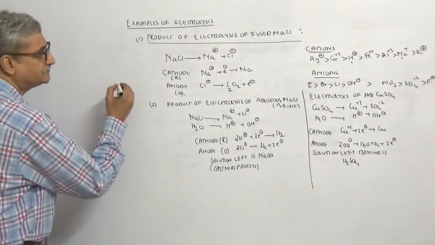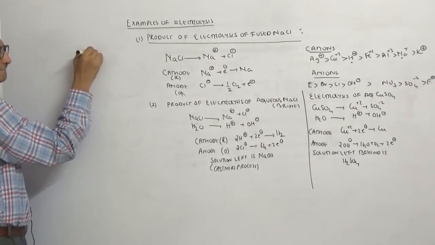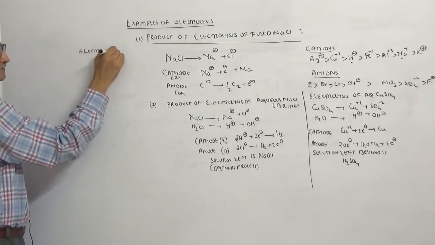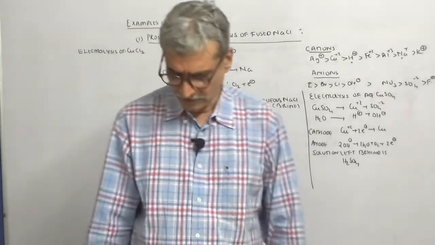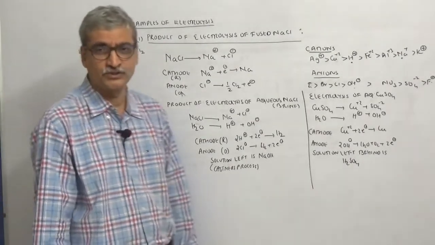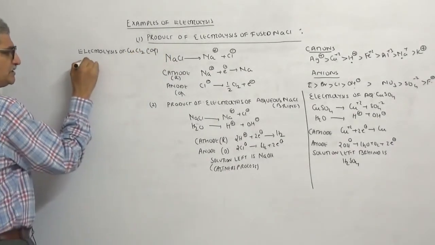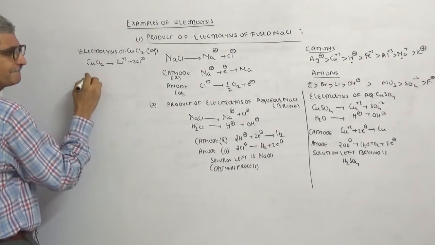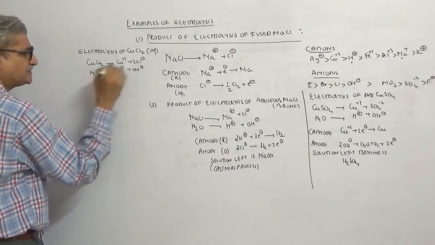Now let me come to the third. Now we have done copper sulfate. So let us do electrolysis of CuCl2, copper chloride, electrolysis of copper or cupric chloride. CuCl2: Cu plus 1 is cuprous and Cu plus 2 is cupric. So this is cupric chloride, aqueous. So what is going to happen? CuCl2 is going to form Cu plus 2 plus 2 Cl minus. Correct? And then H2O is going to form H plus plus OH minus.